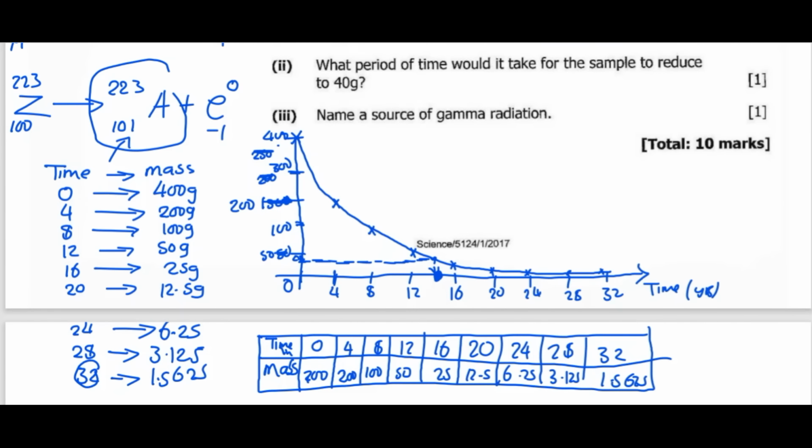For you that are using the graph paper, you'll be able to get the actual answer. Name a source of gamma radiation. Gamma radiation, which is gamma rays, the source is the nuclear reaction.